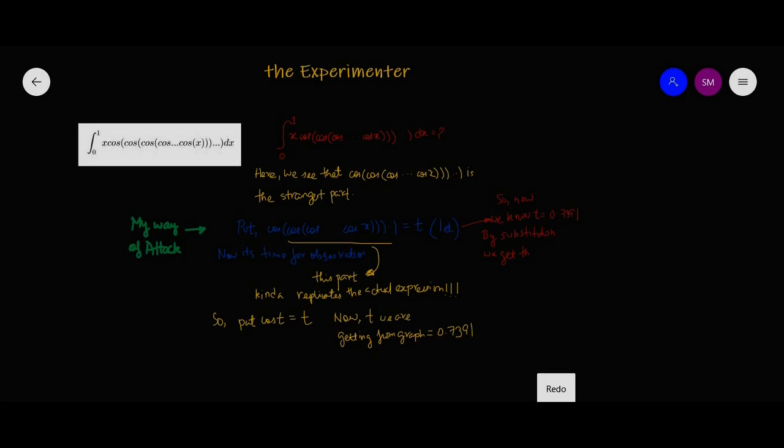So this whole integral reduces to a very basic form, which is just x times 0.7391 dx, and just carrying on the integration like usual. By the usual procedures, we get 0.7391 by 2 after putting the limits, which is equal to 0.3695, and that's the answer.